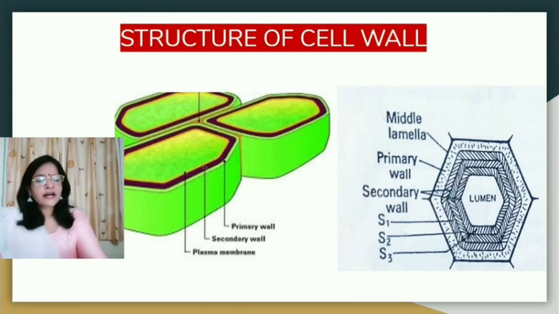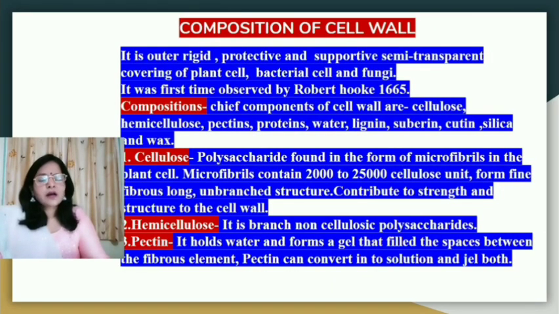Now, the structure of the cell wall. The cell wall is the outermost rigid, protective and supportive, semi-transparent covering of plant, bacterial cell and fungi. It was first discovered by Robert Hooke in the year 1665, and it is composed of cellulose, hemicellulose, pectin, proteins, water, lignin, suberin, chitin, silica and wax.